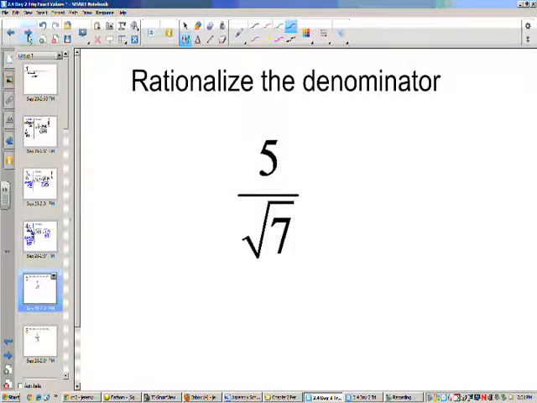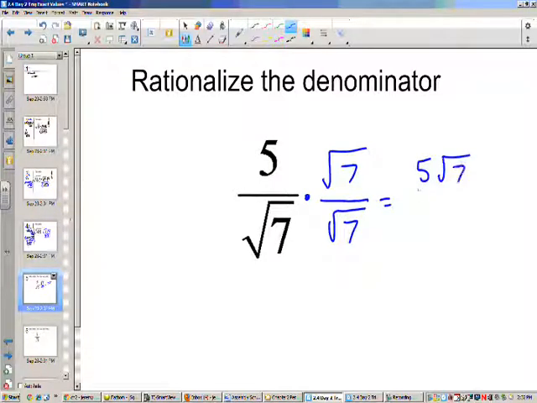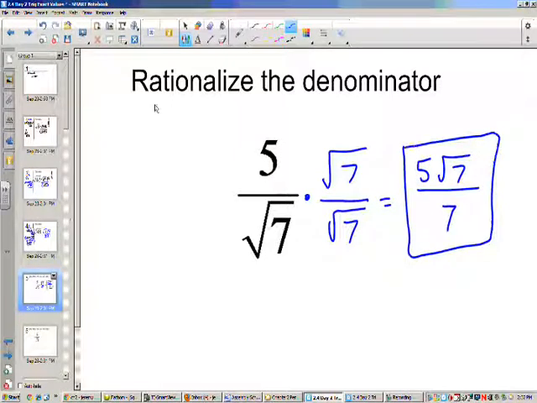Right. Now we have to look at rationalizing denominators. 5 over the square root of 7. To rationalize the denominator, what I want to do is write this fraction so that there's not a square root in the denominator. So what I'll do is I'll multiply by the square root of 7 over the square root of 7. Notice if you multiply by this, you're just multiplying by 1, which doesn't actually change the value of this fraction. And when we do this, our numerator is going to be 5 times the square root of 7, and our denominator is going to be the square root of 49, which is 7. So here we have rationalized the denominator because there's no square root in the denominator.